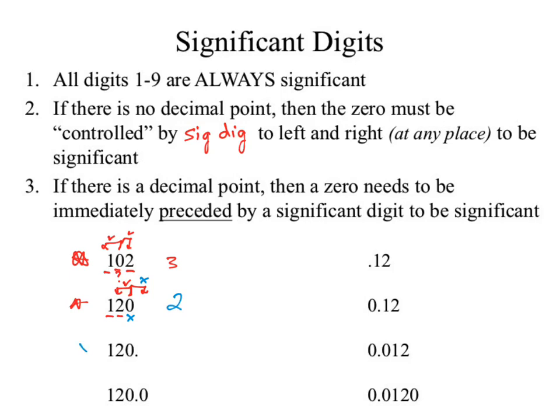Okay? If we move to the next number, it's the same number, right? 120 versus 120, and yet the answer for the next one is 3. Well, what's the difference? We've now explicitly defined a decimal point. We need a new explanation. That new explanation is that if there is a decimal point, then the 0 needs to be immediately preceded by a significant digit to be significant. So we go back down to our number. We look to the left of that 0. What do I see? A 2, which is significant, which makes that 0 significant, 3 sig figs.